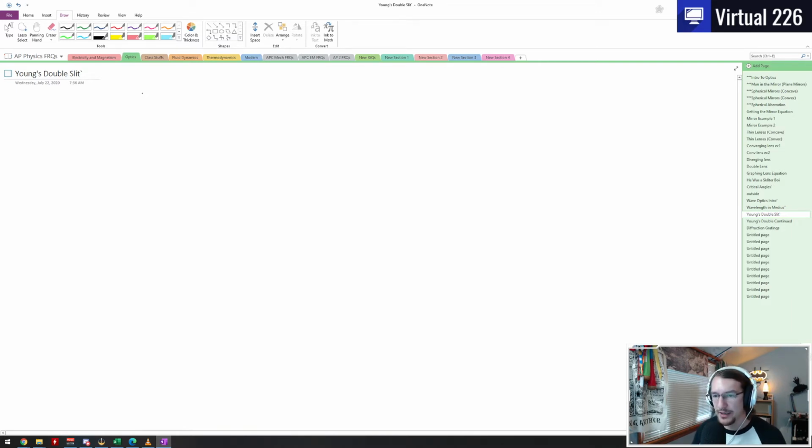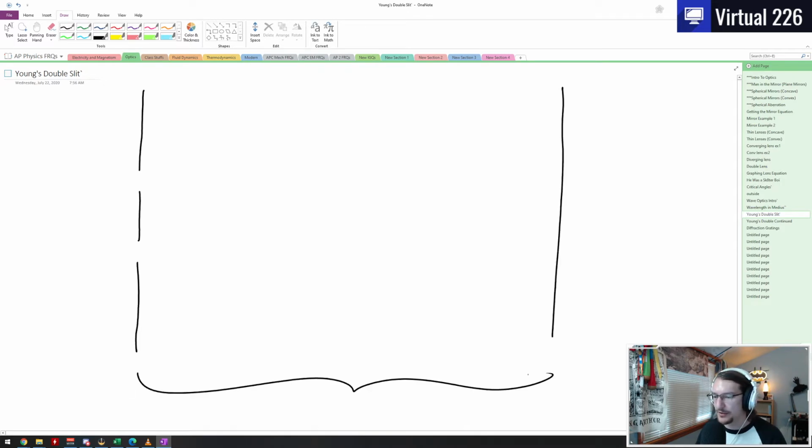Imagine that we have a barrier, okay? And in that barrier, we cut 2 slits. They're just very small slits. Oh, a double slit. Look at that. So brilliant in naming. Now what we're also going to have is some distance away, and we're going to call this distance down here L.